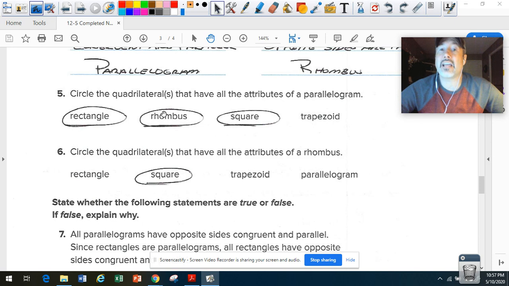Are the opposite sides congruent? No. Are the opposite sides parallel? Well, we have 1 set of parallel lines. We do not have 2 sets, okay?